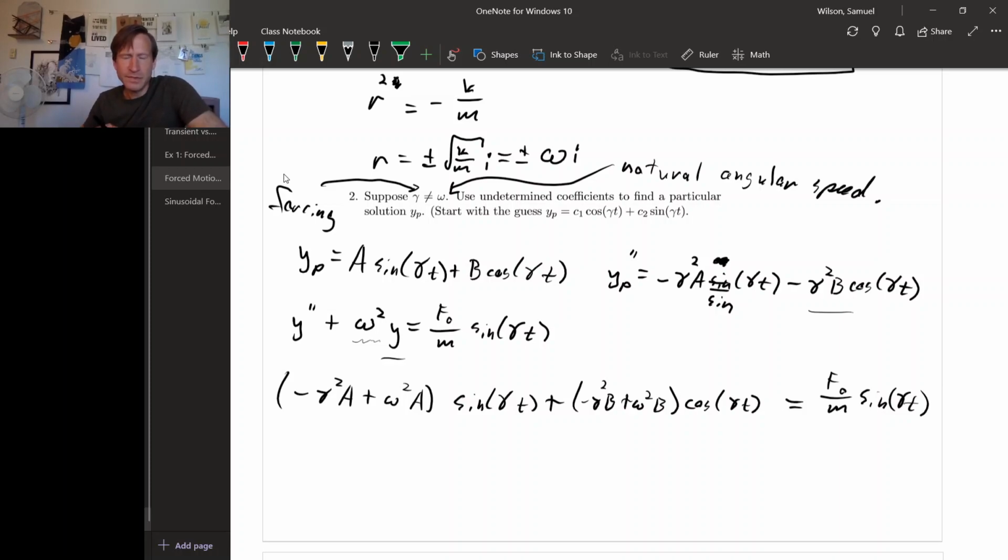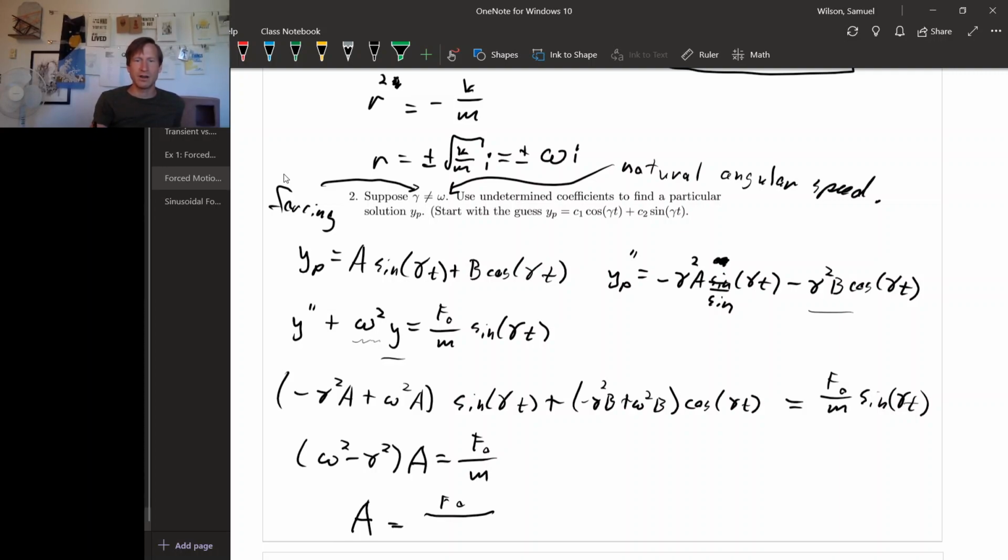Okay, so comparing the coefficients on our sines, we get that omega squared minus gamma squared times A is equal to f naught over m. So that tells us that A is f naught over m times omega squared minus gamma squared, all in the denominator.